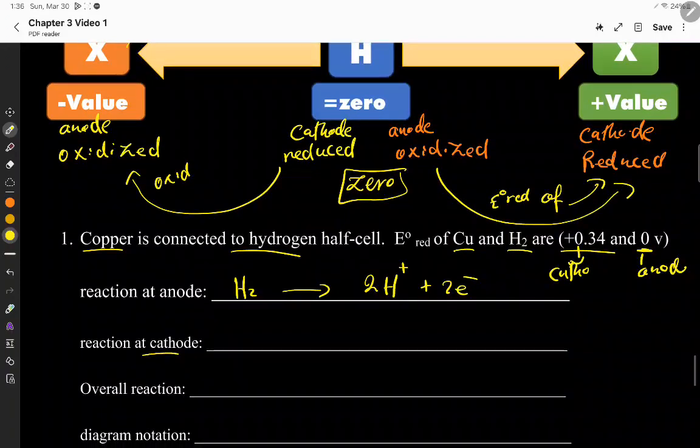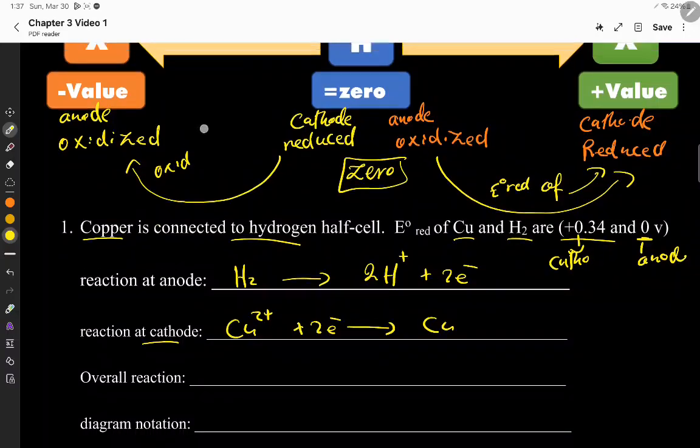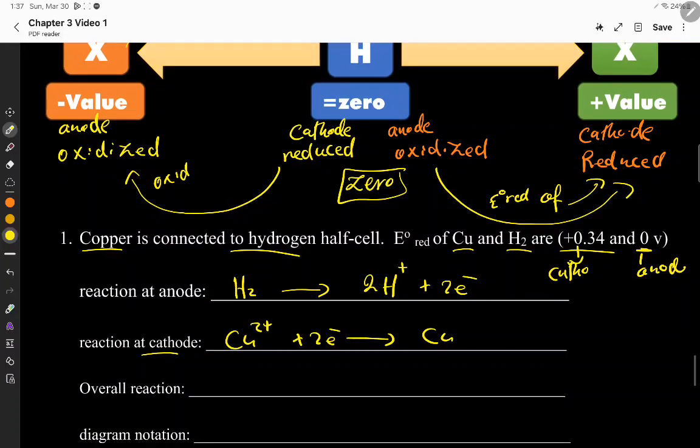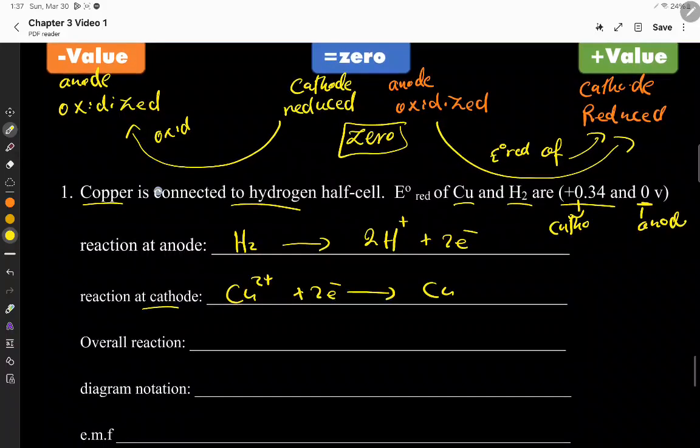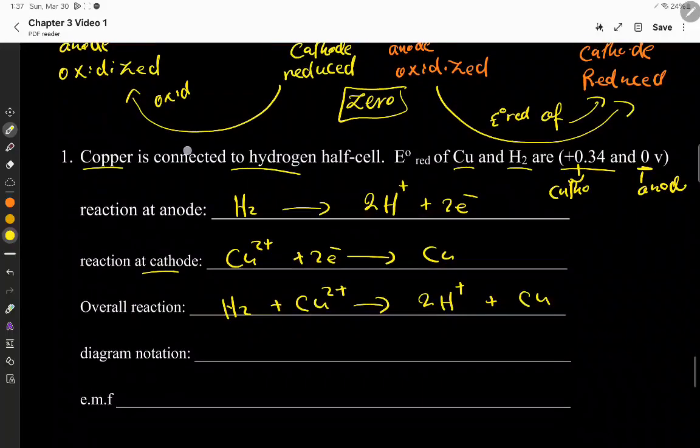The reaction at the cathode is reduction. Reduction of what? Reduction of copper. So copper 2 positive plus 2 electrons will be copper. Overall reaction, sometimes they ask us, they tell you electrons move from hydrogen to the substance, to copper. What's the overall reaction? The overall reaction is going to be, in this case, H2 plus copper 2 positive is going to be 2H positive plus copper.